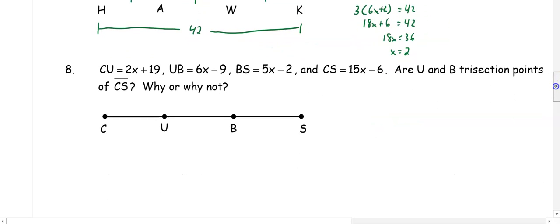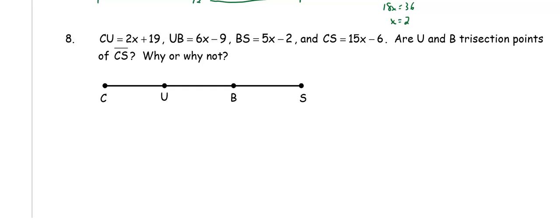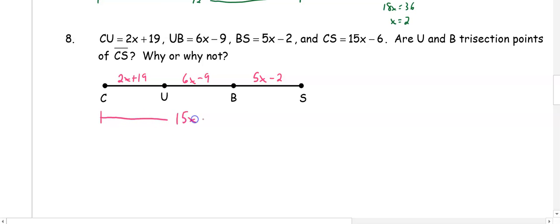Now, in number 8, we have to be careful. We know that CU is 2x plus 19, UB is 6x minus 9, and BS is 5x minus 2. And this whole segment, CS, is 15x minus 6. Are U and B trisection points of CS, yes or no? So right now, we don't know if they're trisection points. We're trying to investigate that.